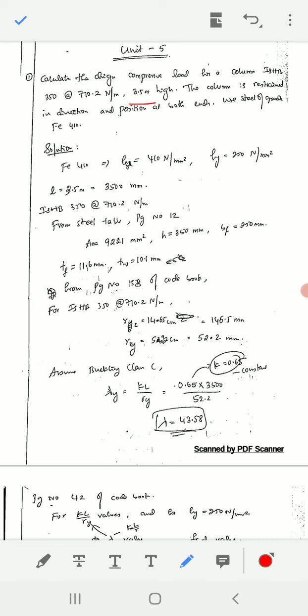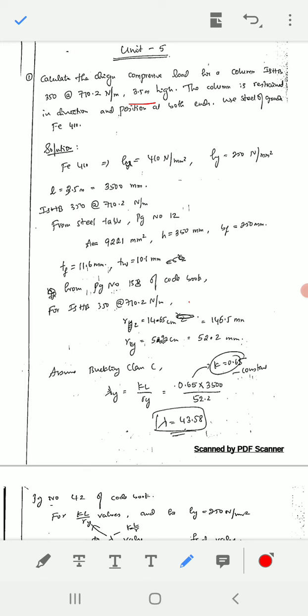First one, calculate the design compressive load. Second, design of column, almost the same problems, both a little different in the initial stages. And third one is the design of slab base. The slab base will come for 15 marks. So, most like Unit 2, this module is also a somewhat important module or unit.